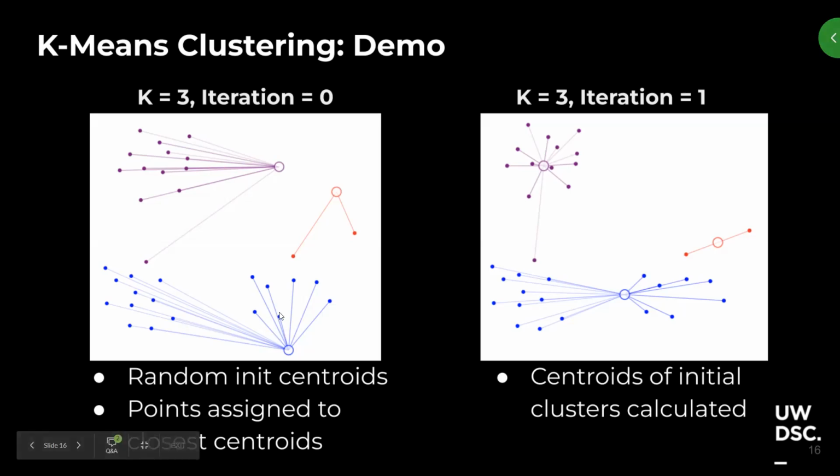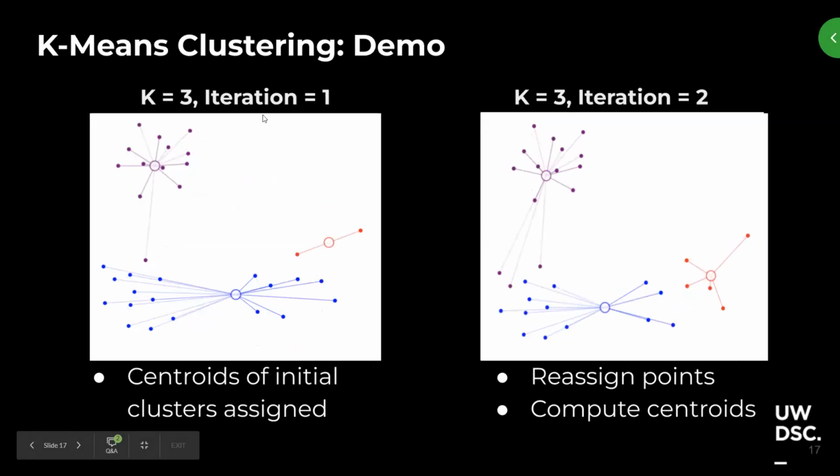In the next step, what you want to do is recalculate what these centroids should be. For example, this little circle here is the center, the average of all these points. This one's the average of all the blue points, and this one's the average of all the red points. Does that make sense? Any questions about that? Great. And now we're just going to repeat this process.